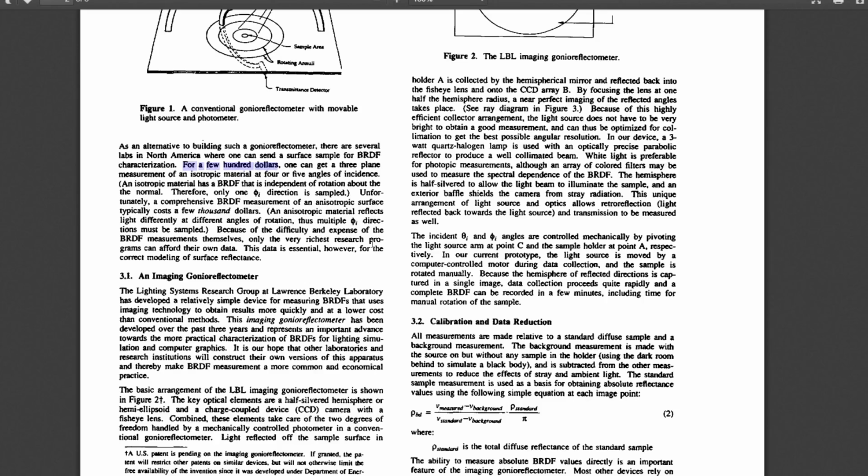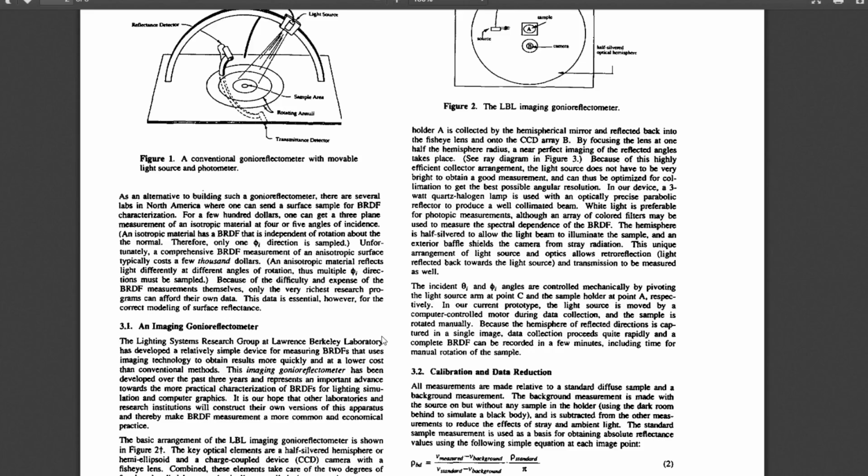You can see that an isotropic measurement would have cost a few $100s, while an anisotropic measurement would have cost a few $1,000s. And the reason there's such a huge discrepancy there is because an anisotropic measurement requires all 4 degrees of freedom, while an isotropic measurement only requires the angles from the normal to the devices.